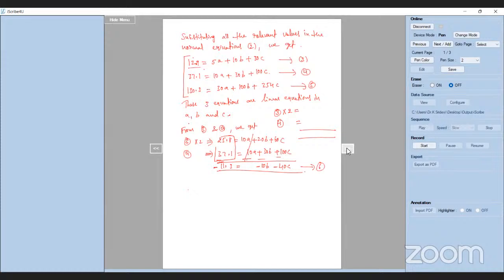Next we take equations 4 and 5. To eliminate the A term, equation 4 is multiplied by 3 and equation 5 stays as it is. 37.1 into 3 is 111.3.